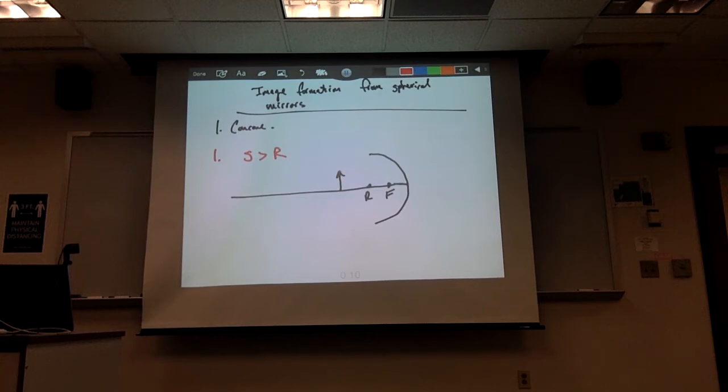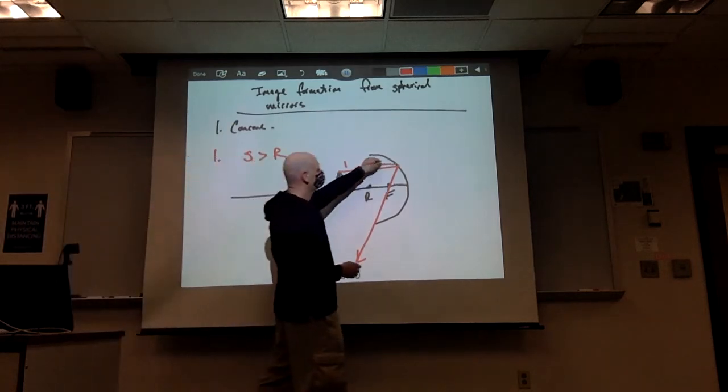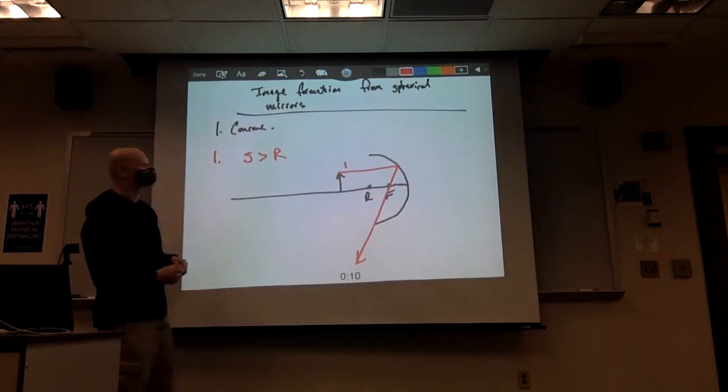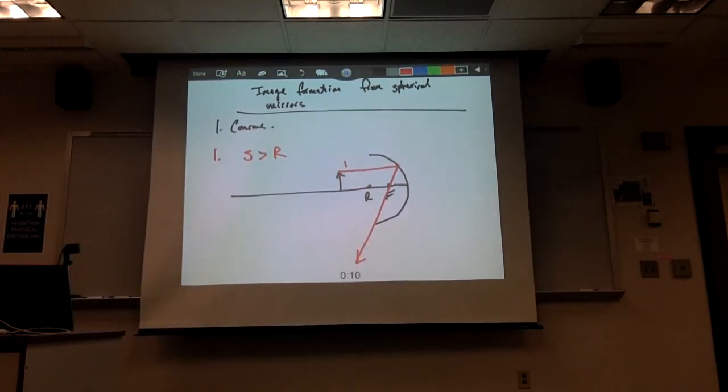Principal ray number one is going to be the ray that goes parallel to the principal axis, hits the mirror, and then gets reflected down through the focal point, and then continues on its merry way. That's ray number one. Ray number two is the ray that starts off here, goes through the focal point, hits the backside of the mirror, and then gets reflected parallel to the principal axis. If I could draw a straight line out, actually. There we go. So that's ray number two.